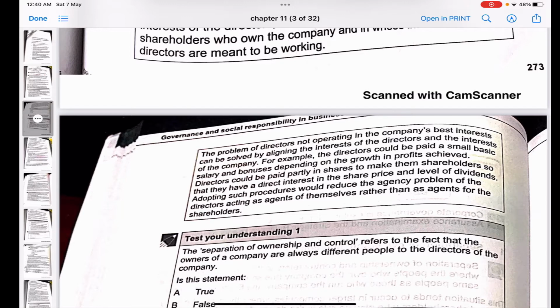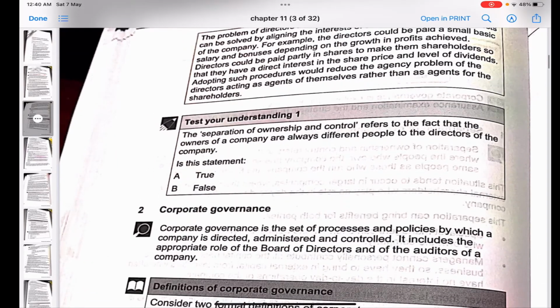So that they have a direct interest in the share price and level of dividends. Adopting such procedures would reduce the agency problem of the directors acting as agents of themselves rather than agents of the shareholders. Now let's do the test your understanding 1.